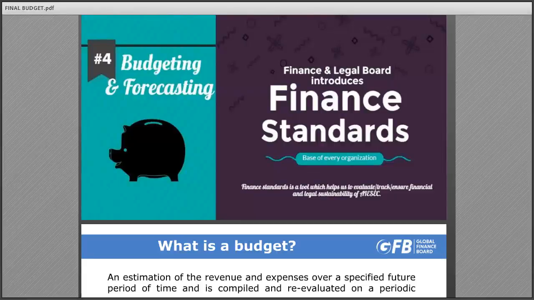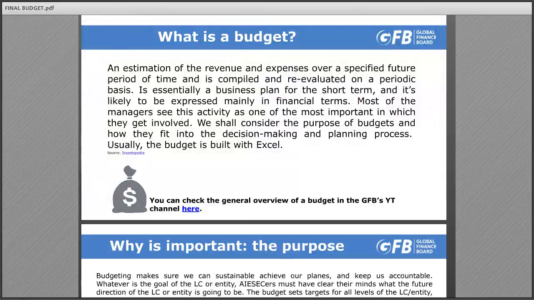As all of you know, budget and forecasting is finance standard number 4 inside the finance standards of the Global Finance Board. So let's go for it. First of all, I would like to start with a question. What is a budget? The budget is an estimation of the revenue and expenses over a specific future period of time and is compiled and reevaluated on a periodic basis. It's essentially a business plan for the short term, and it's likely to be expressed mainly in financial terms.